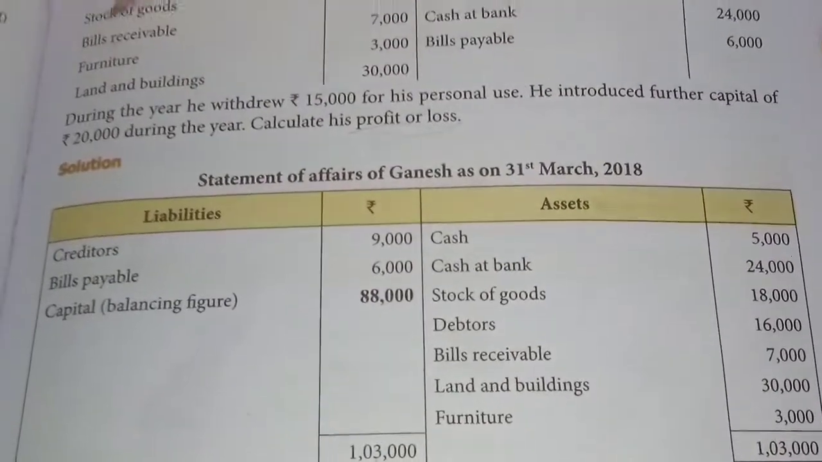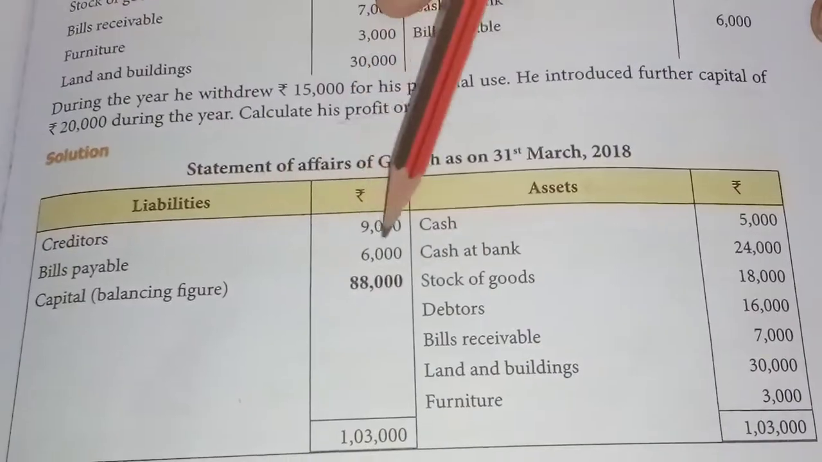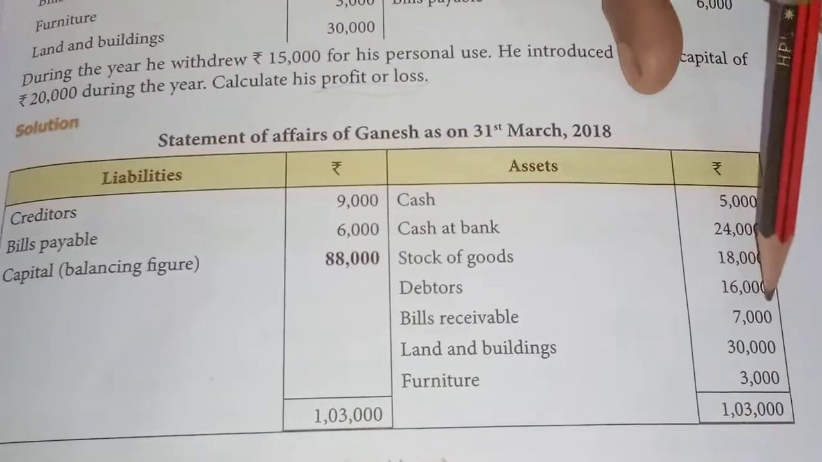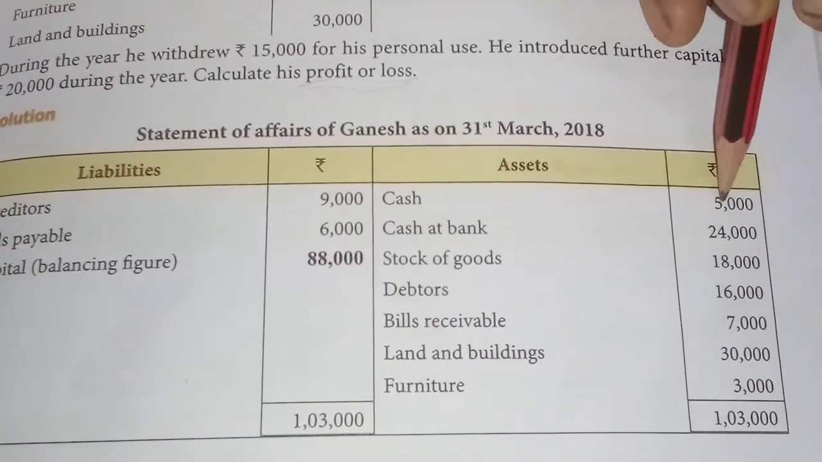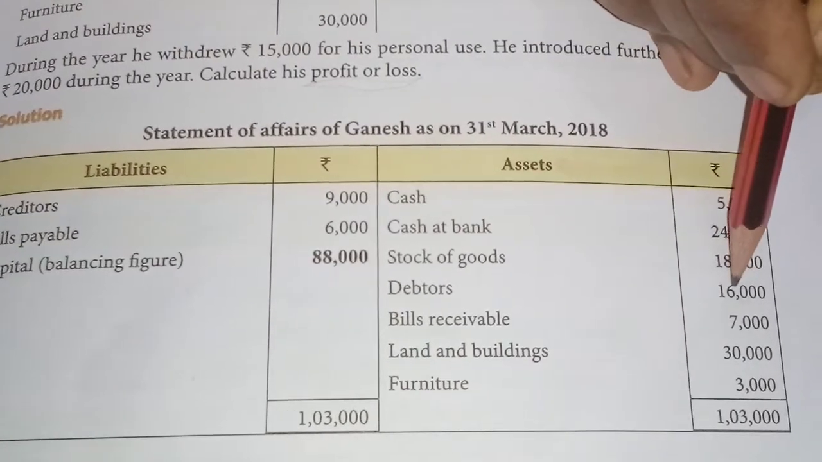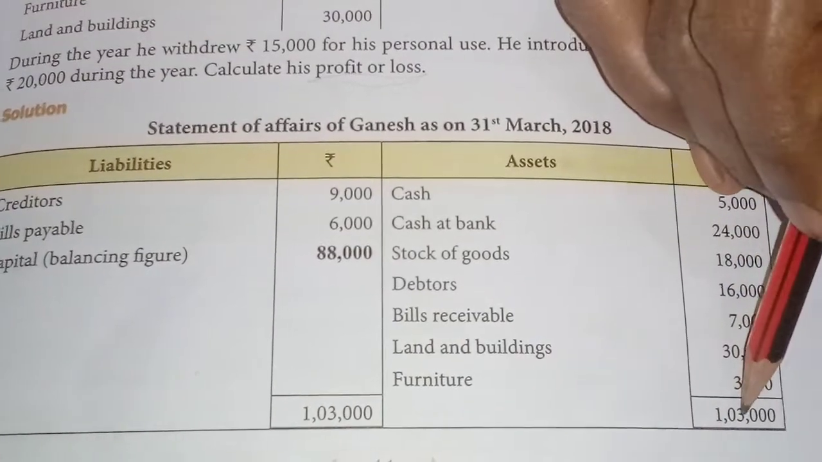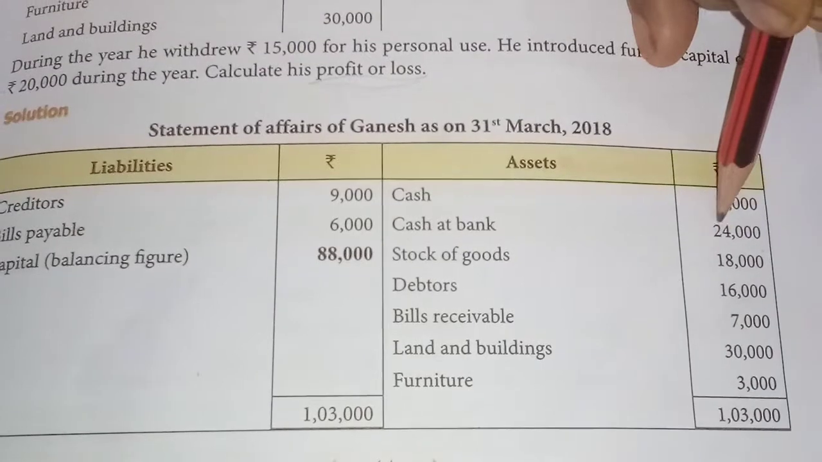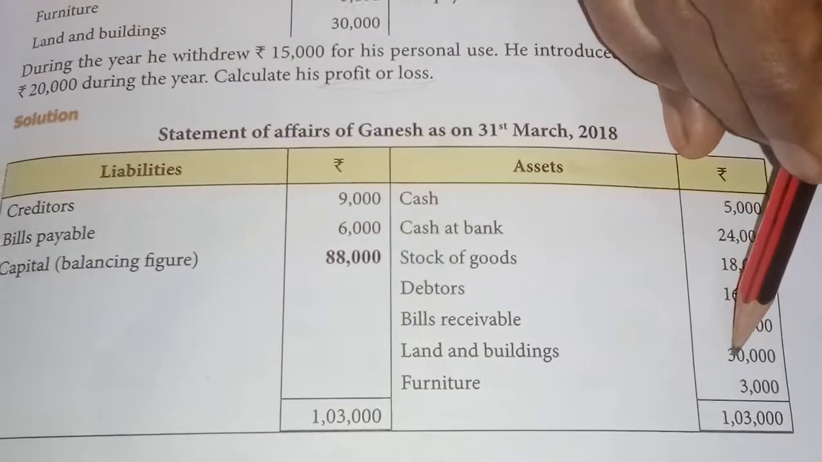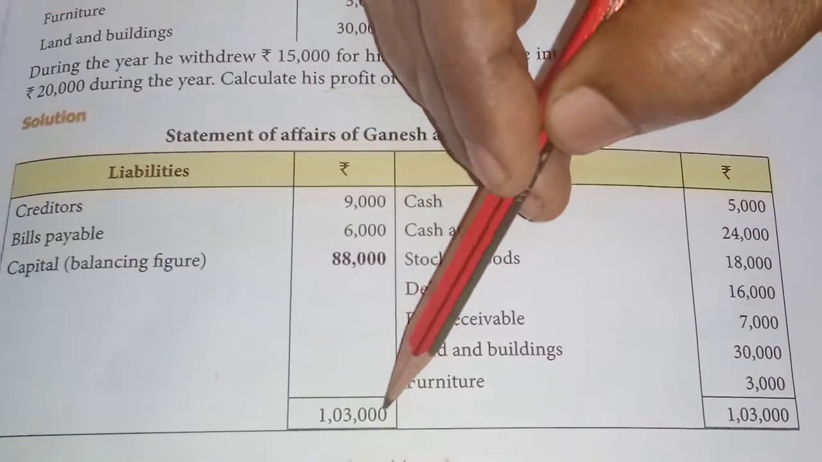Then the liabilities, creditors, bills payable. Those two you have to write. Then first you total the asset side. 0, 0, 0. Then here fourth digit, 5 plus 4, 9. 9 plus 8, 17. 17 plus 6, 23. 23 plus 7, 30. 30 plus 3, 33. Write 3 here. Then the 3 will be coming here. 3 plus 2, 5, 6, 7, 10. Right. So 1,03,000. Draw the line and write the same amount here.